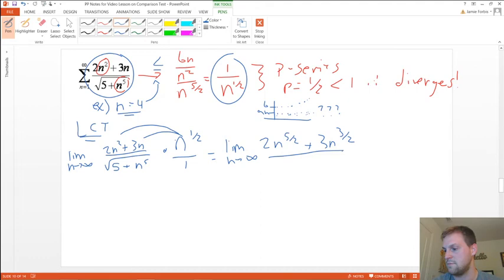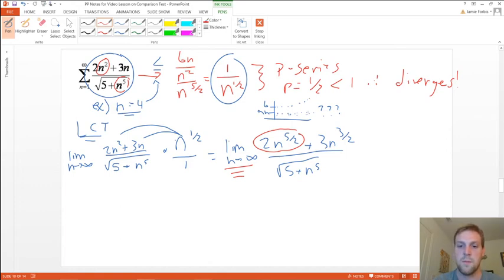And then, oh yeah, it's just 1 times that, so I'm left with the square root of 5 plus n to the 5th. Okay, cool. All right, now I'm gonna do my rational rules to figure out this bad boy right here. So the highest power on top is 2n to the 5 halves power, and on bottom it's n to the 5 halves power as well because we're taking the square root.